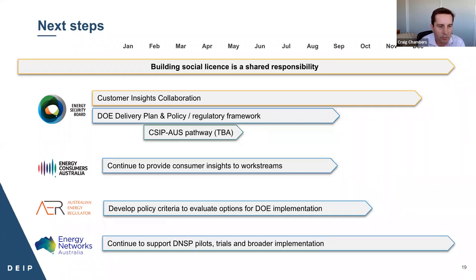Okay, so next steps here, and this is a good lead into some of the questions that we will go through in regards to where we take all this. As Marie discussed, social license is an ongoing matter beyond dynamic operating envelopes and is an ongoing important element of any change that goes on in the sector, and so that will continue.